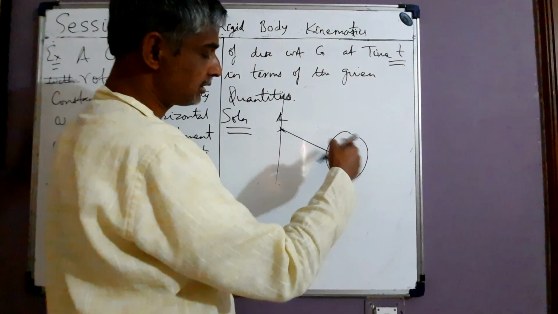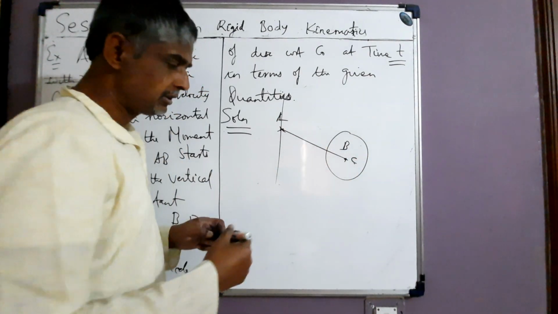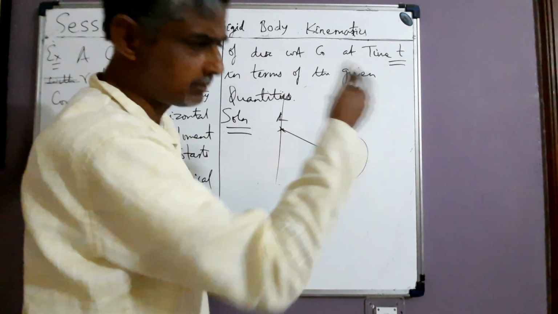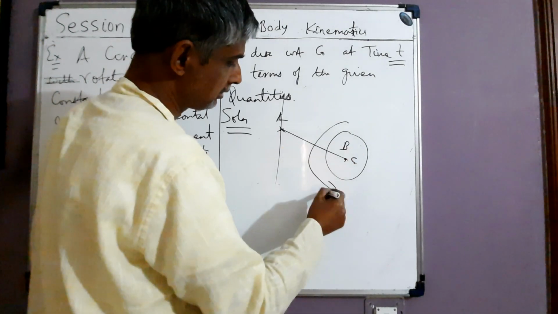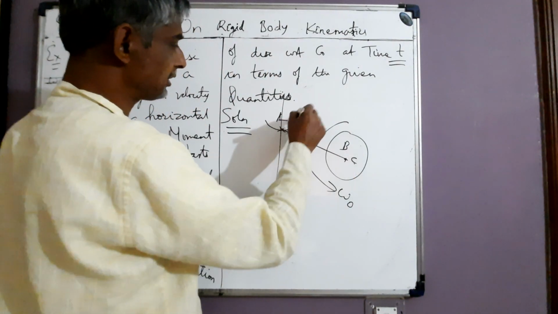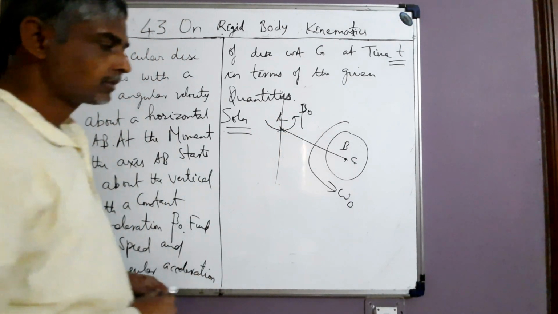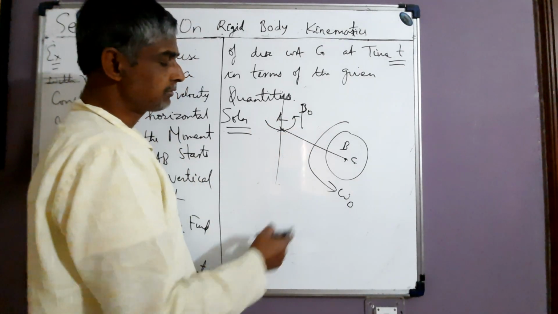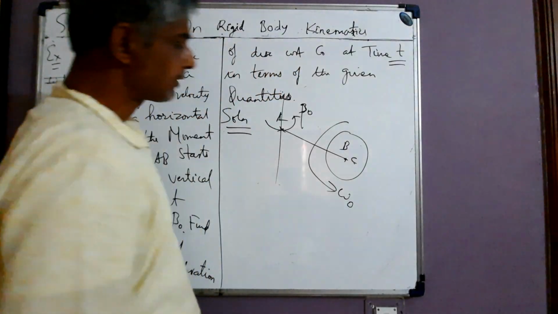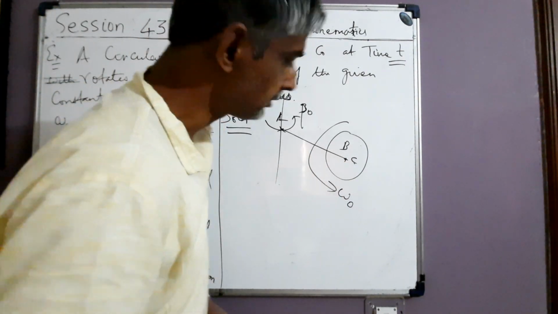The disk turns at a constant angular speed omega naught about line AB. It can rotate this way also. I take it to be this one, omega naught. And this line AB turns about the vertical at constant angular acceleration beta naught. So at time t we have to determine the angular speed and magnitude of angular acceleration of the disk with respect to ground.